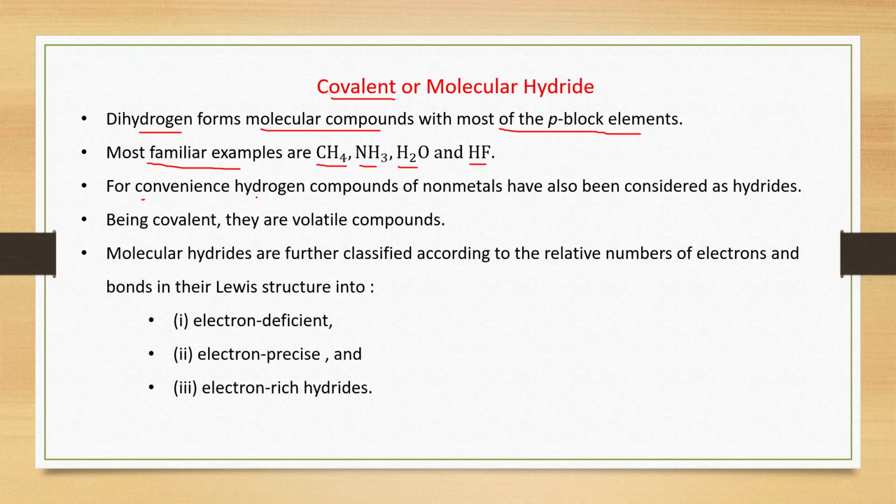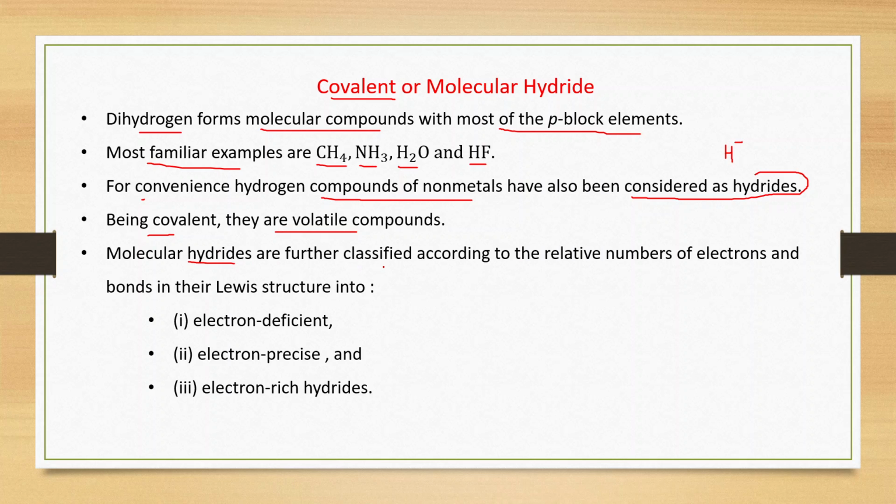For convenience, hydrogen compounds of non-metals have also been considered as hydrides. Actually, in this case, hydrogen is not present as H- because these are covalent compounds. But for the sake of easiness, these are known as hydrides. Being covalent, they are volatile compounds.